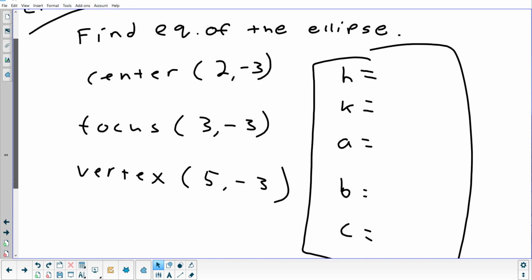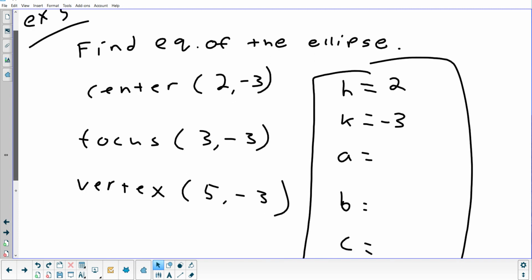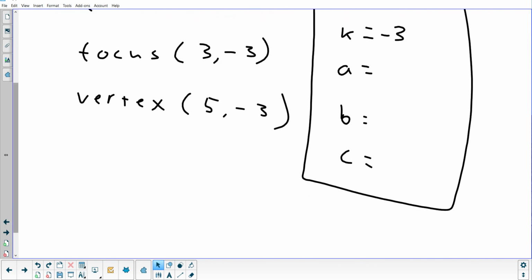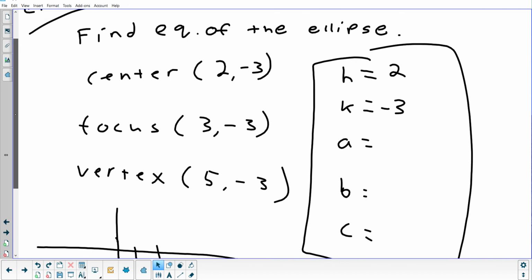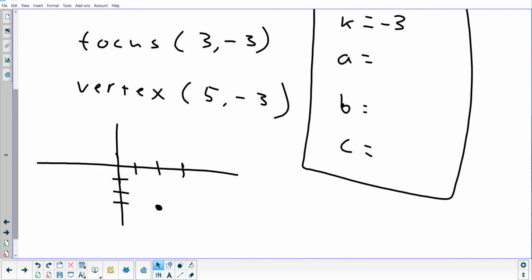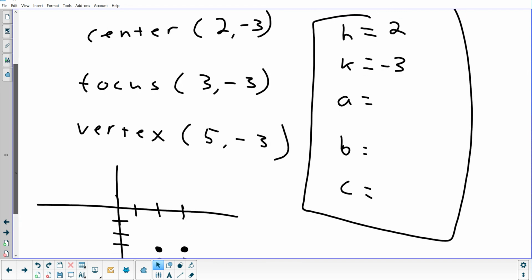Okay. What's H in this case? 2. What's K? You've already done the extra work that's involved in this problem. So you know the H and the K. Now, do it like you would normally do it. If you need a sketch, we could sketch the points. So your center is 2, -3. Your focus is 3, -3. And your vertex is 5, -3.